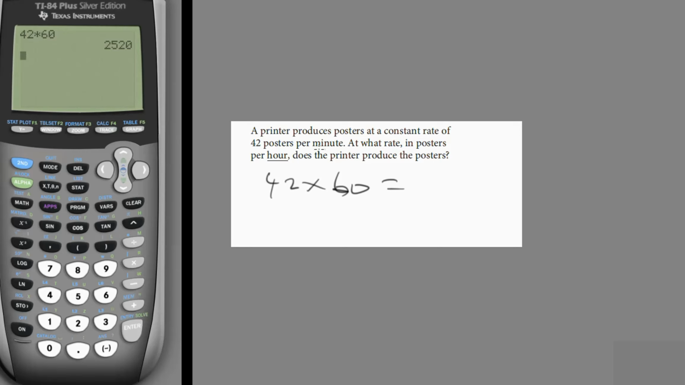2,520 posters per hour. So if the printer produces 42 posters per minute, in an hour the printer will be able to produce 2,520 posters. So it's as simple as this. Okay, so nothing more beyond this. So this is the answer to this question.